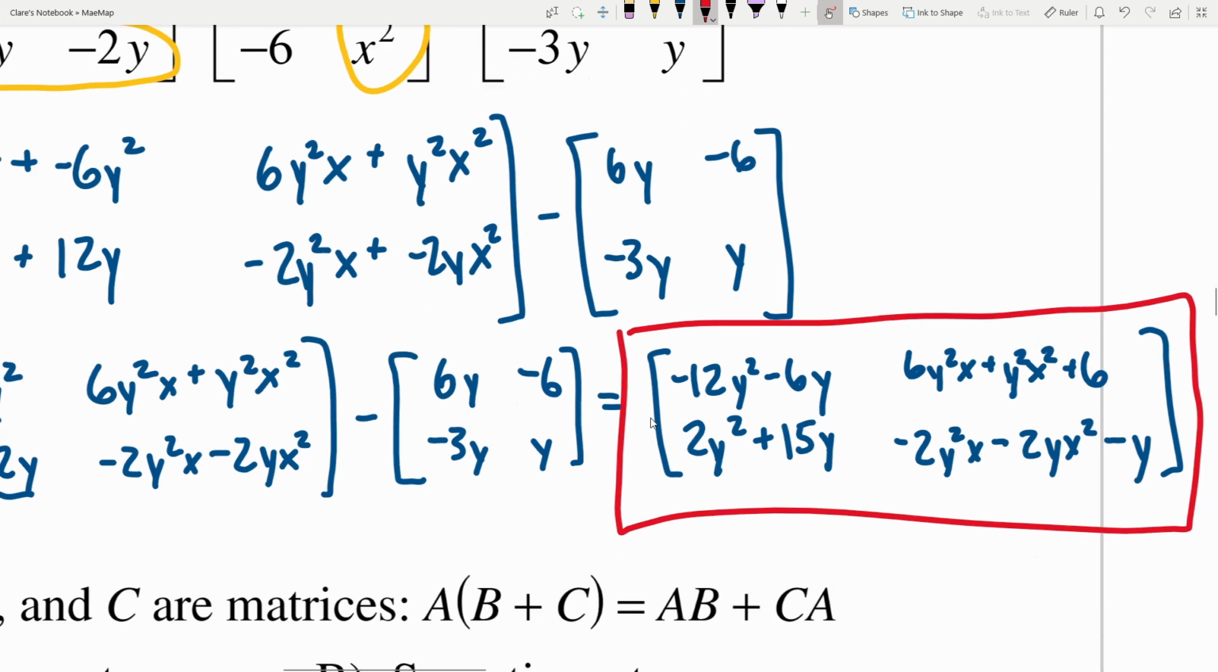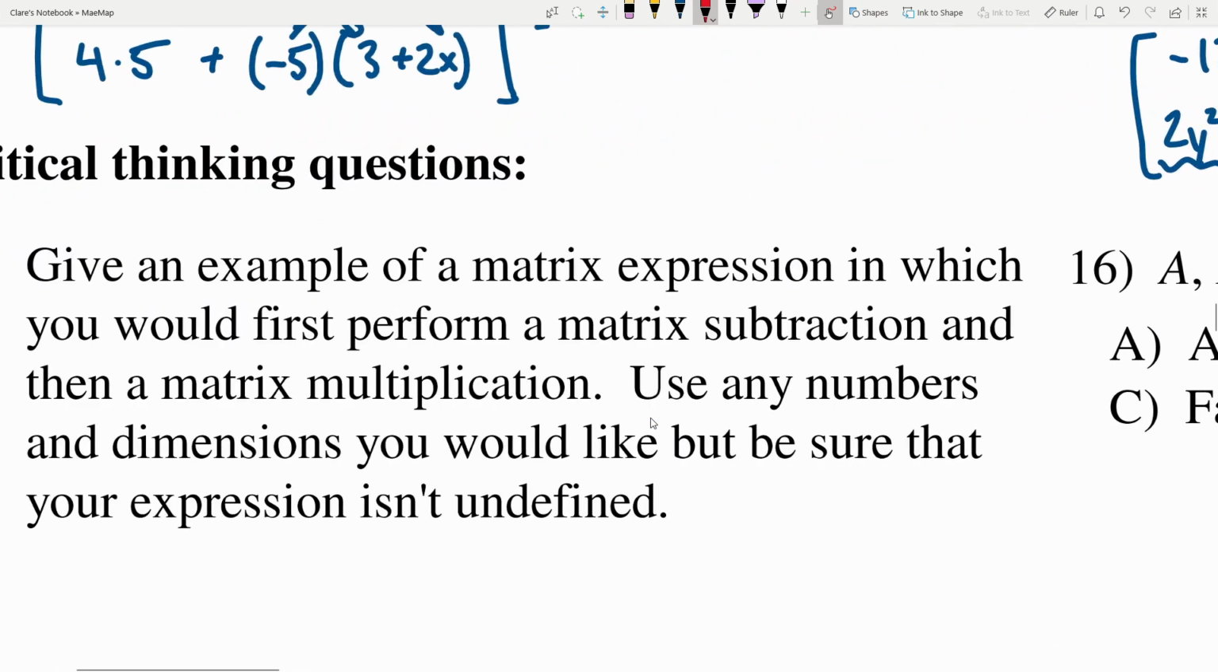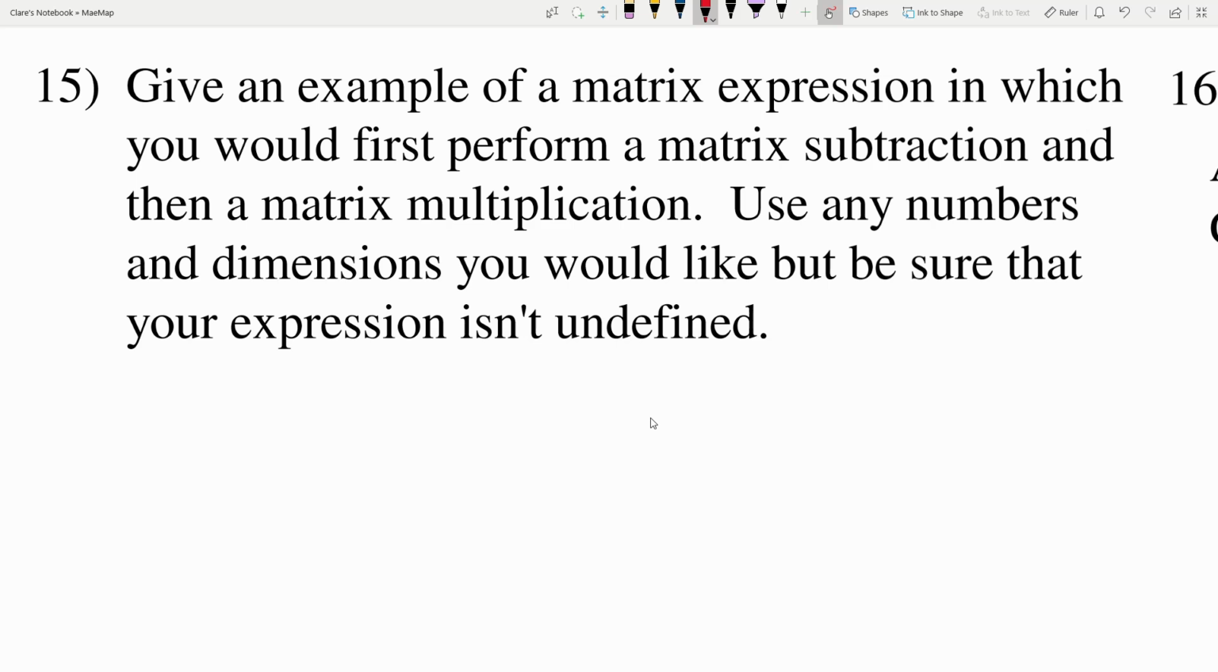Now onto my favorite part of these worksheets, the critical thinking questions. In number 15 it says, give an example of a matrix expression in which you would first perform matrix subtraction. So I'm going to underline first, matrix subtraction, and then matrix multiplication. Use any numbers and dimensions you would like, but be sure that your expression isn't undefined.